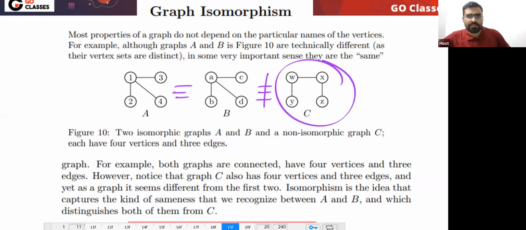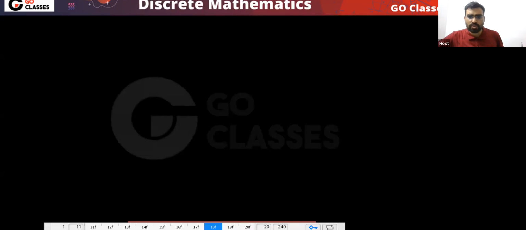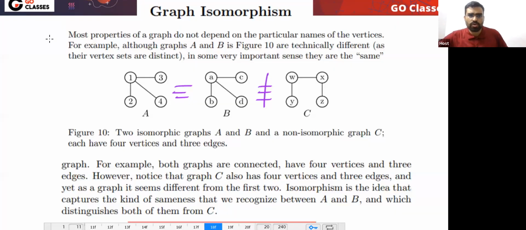This is a path graph. This is not a path graph. This is your P4. This is not a P4. So this is the idea. So these are not isomorphic. So in graph isomorphism, what does not matter? What is the idea behind graph isomorphism?